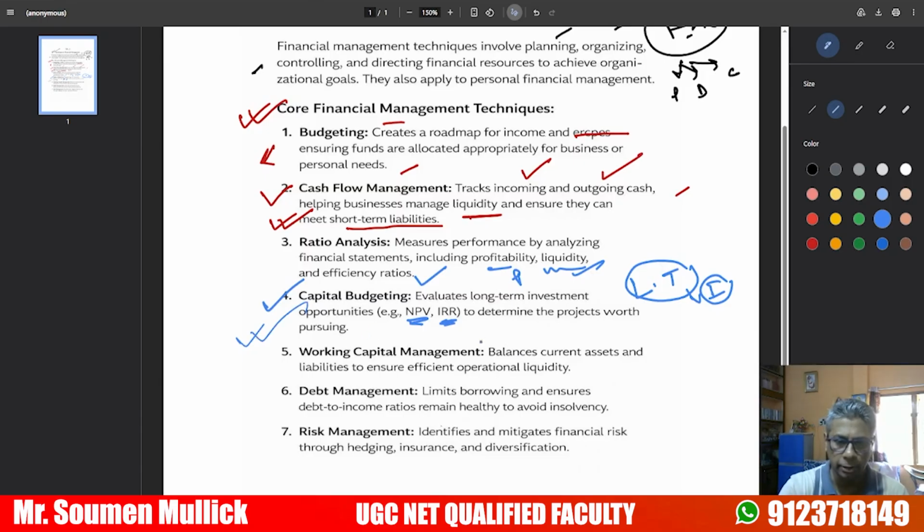Next is working capital management. Working capital management balances the current asset and current liability. Next important area, debt management. Debt means borrowed capital, and we ensure the debt to income ratio remains healthy and avoid insolvency. And risk management. The main objective of risk management is to identify and mitigate financial risks through hedging, insurance, and diversification. So these are the core financial management techniques.